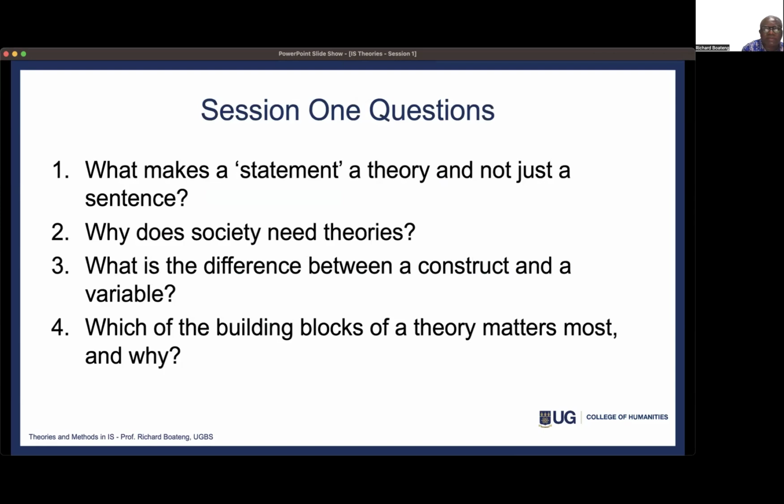Let's look at some practice questions that I will need you to do. What makes a statement a theory, not just a sentence? Why does society need theories? What's the difference between a construct and a variable? Which of the building blocks of a theory matters most and why? This is what I would like you to take as a takeaway from your session one. Go and work on this, and next week when you come we're having a tutorial session.